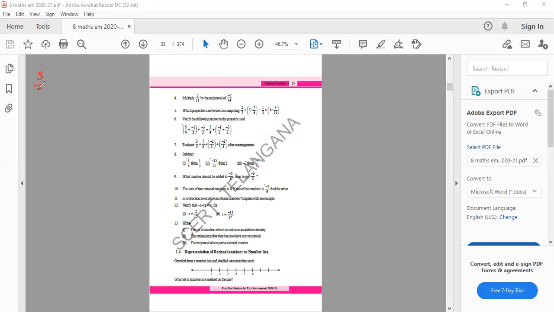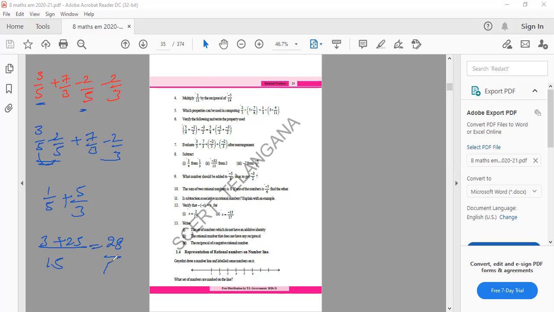The seventh problem: 3 by 5 plus 7 by 3 plus minus 2 by 5 minus 2 by 3. I rewrite the minus directly. First I'll take the terms with common denominators: 3 by 5 minus 2 by 5, and 7 by 3 minus 2 by 3. Since denominators are the same, I can directly do 3 minus 2, answer 1 by 5, plus 7 minus 2, it is 5 by 3. Now denominators are different, so you need to multiply. 5 3s are 15, 3 1s are 3, 5 5s are 25. Answer is 28 by 15.